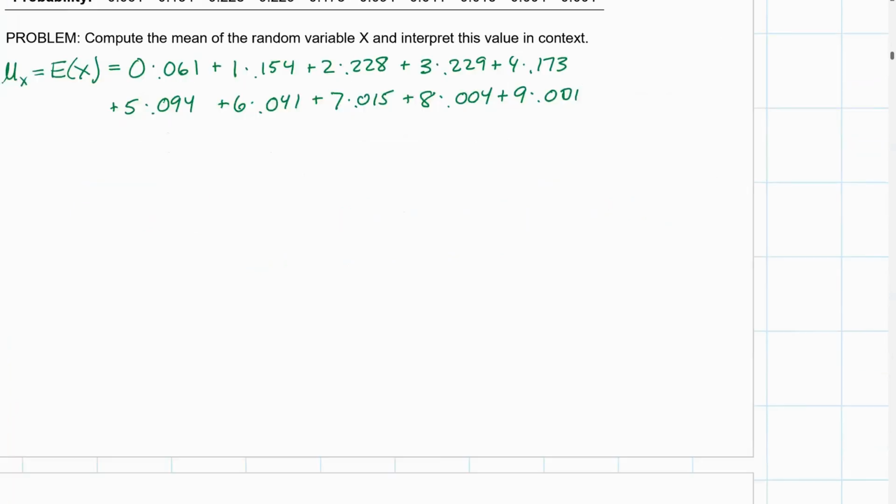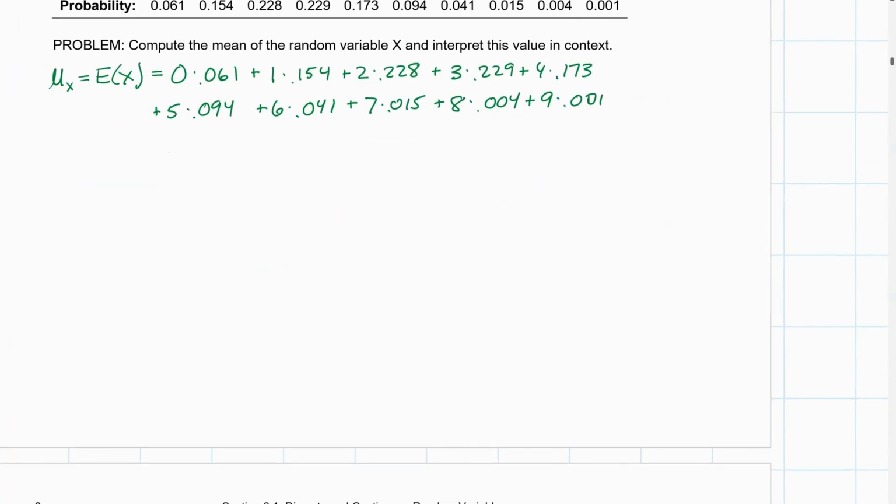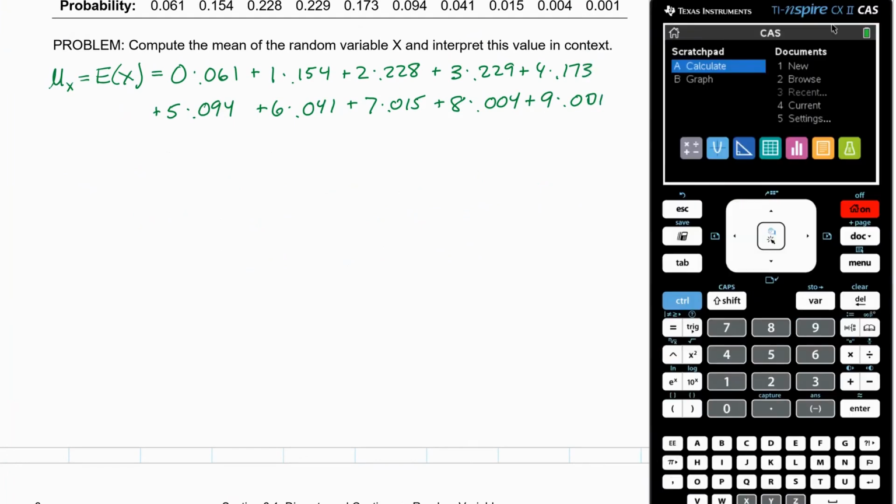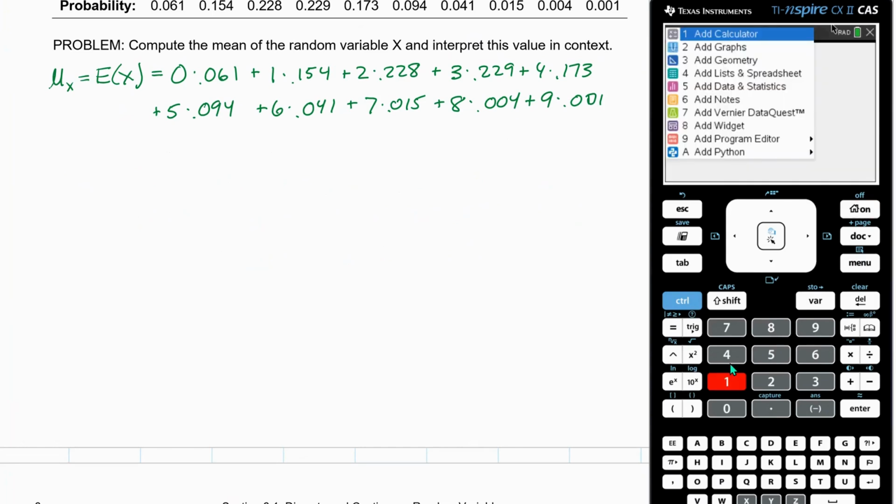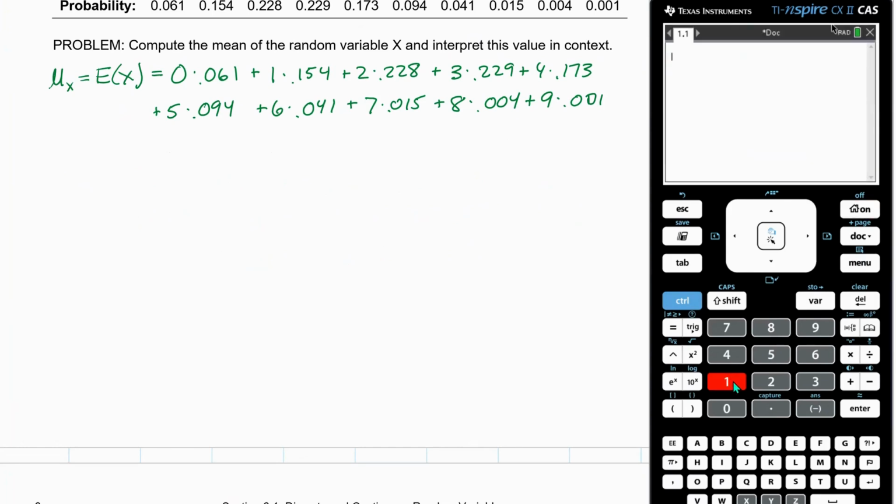Now, I'm not even going to pretend to try to add those numbers up and multiply them out, so I'm going to switch over to my calculator. I'm going to start a new document on my calculator. And let's go ahead and type in all those values. So 0 times 0.061 plus 1 times 0.51. About 15% with those one goals scored for the game. 3 goals. 4 goals. 5 goals.